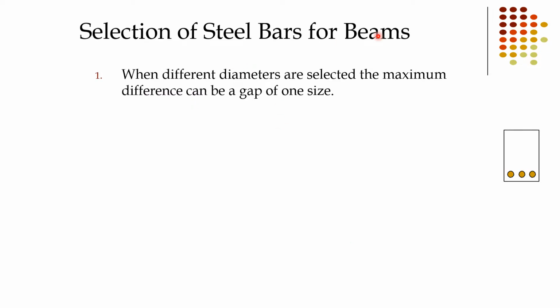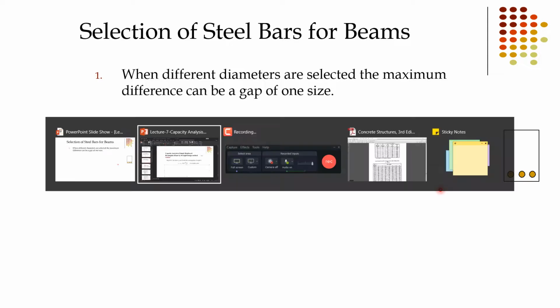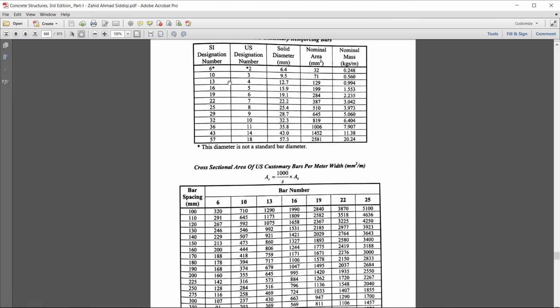Selection of steel bars for beams. These are basic and also code guidelines you must follow for providing the steel bars in beams. When different diameters are selected, the maximum difference can be a gap of one size. Here are the bar sizes, SI bar sizes: 10 millimeter, 13 millimeter, 16 millimeter. These are the bar designations.